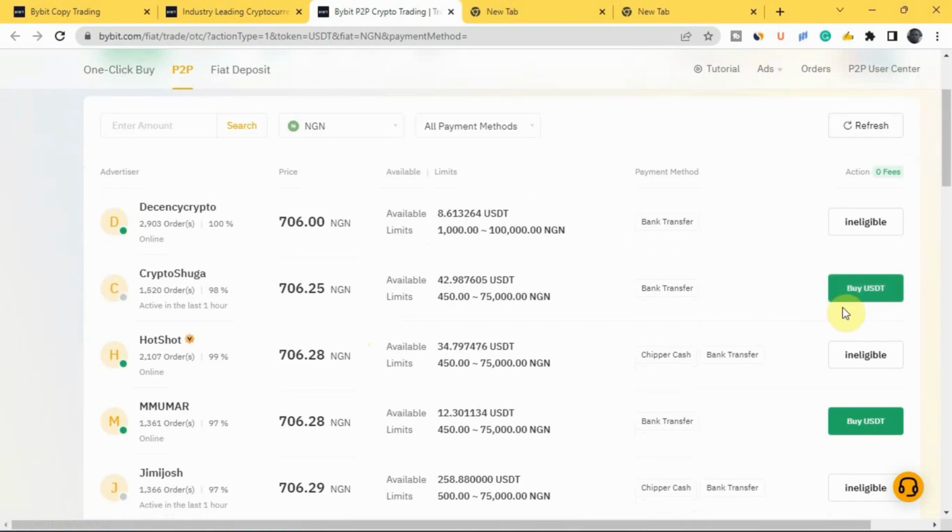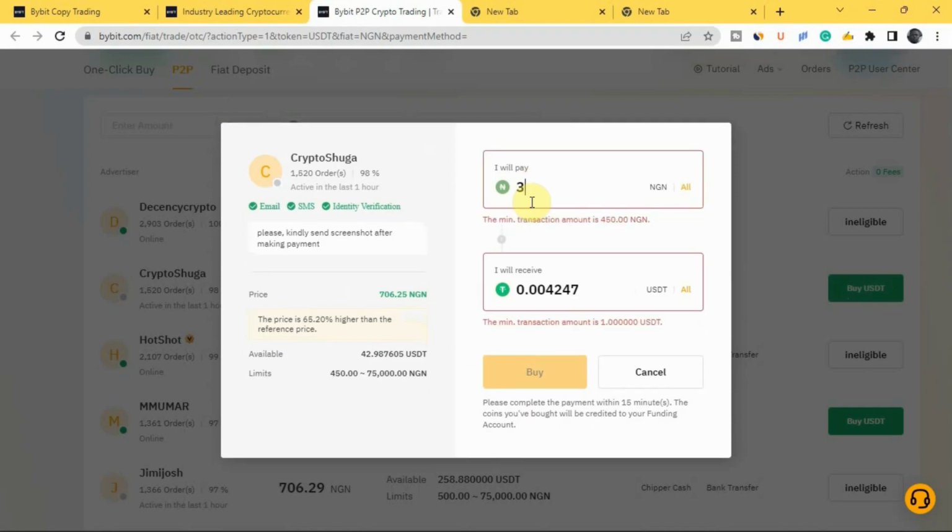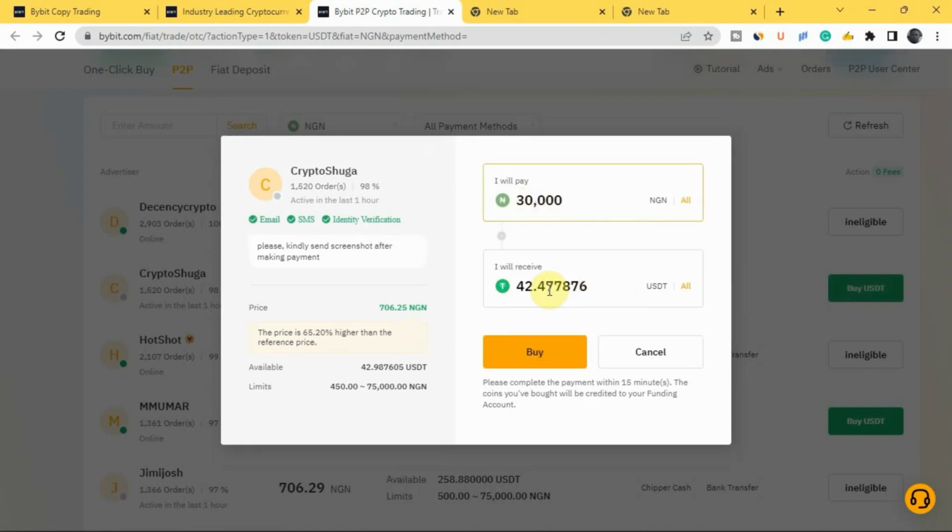So let's say you want to trade with this person. Tap on buy USDT, and then you enter the amount you want to buy. Let's say you want to buy crypto worth 30,000 Naira. You can see the USDT you'll be receiving, 42.4 USDT. And once you tap on buy right here, you will need to transfer the money to that person. And once the person confirms your payment, you receive the crypto in your wallet.